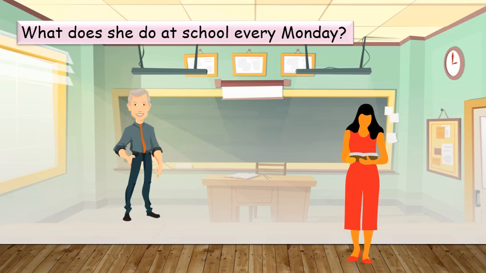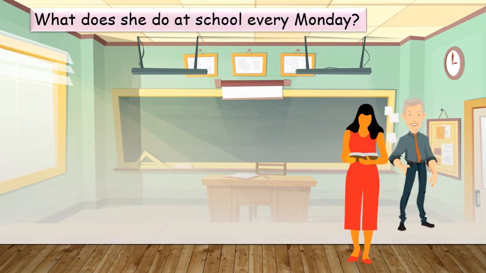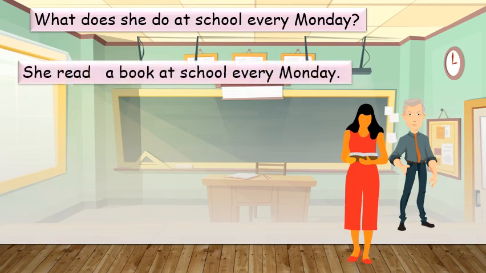What does she do at school every Monday? She reads. The past tense of read is read. Notice they are spelled the same. Present tense read, past tense read. What does she do at school every Monday? She reads a book at school every Monday.